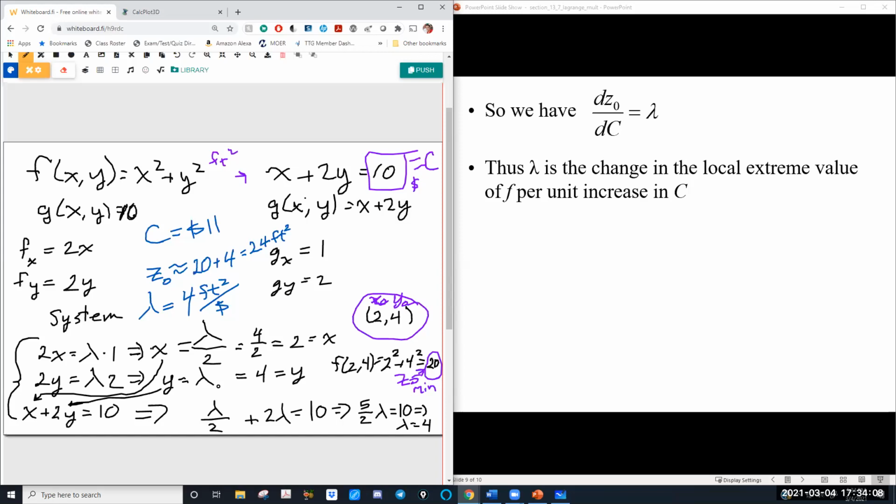So for small changes in our constraint, in this case, our C went up by 1. Now, if you start saying, okay, well, what if we double our C? Like if we go from 10 to 20, it's not going to be as accurate because it's an instantaneous rate of change. And that would be a case where we would probably just recalculate the whole problem. But for a very small increase in our constraint, it gives us an approximate change in our optimal value.